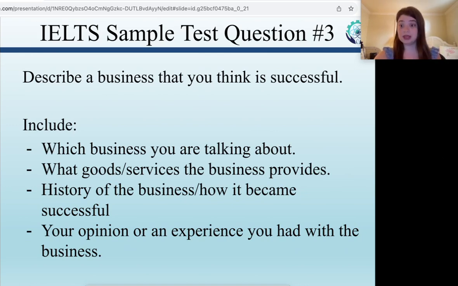Okay, for part 3, we are going to be specifically discussing other questions that you might be asked, because section 3 is more about being asked more specific questions about a certain topic and your opinion on it.